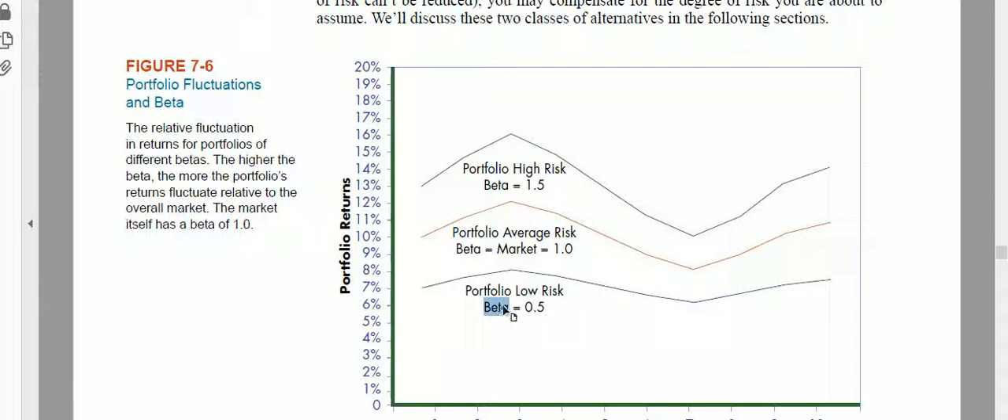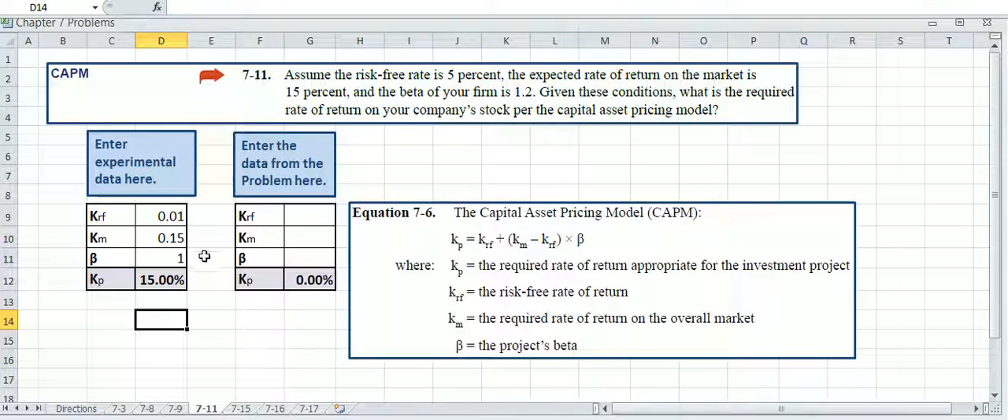If your beta is lower than 1, then that means that your investments are fluctuating less than the market. They're less volatile than the market. Therefore, it's a lower risk than the market. Now, how that plays out is that if you have a beta of lower than 1, that means that your investments are fluctuating less than the market. They're less volatile. So the required rate of return for your investment is going to need to be less than the overall return in the market.